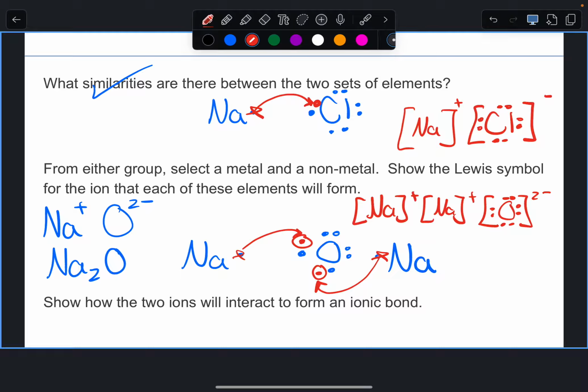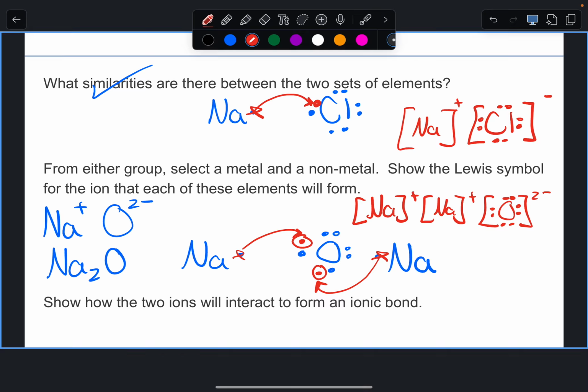Now, maybe it would look better if I wrote Na+, O2-, and then the Na+ on the other side. It doesn't matter, though. You're just showing that there's 2 of the positives and 1 of the 2 negative. Okay? Couple things to notice, and this is just to hammer the point in.